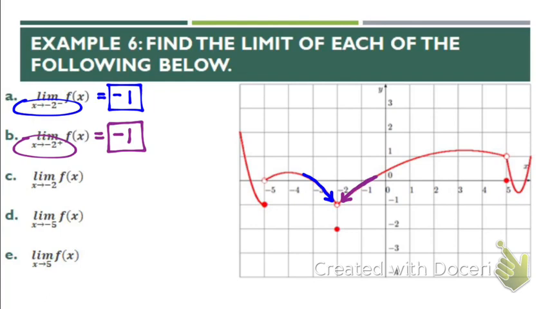What direction am I approaching in part C? Both sides. Am I approaching the same value from both sides? Yes, left-hand limit was negative 1. Right-hand limit was negative 1. So the limit is negative 1. Do I ever actually arrive at negative 1? No. This is a great example of a removable discontinuity, a hole.